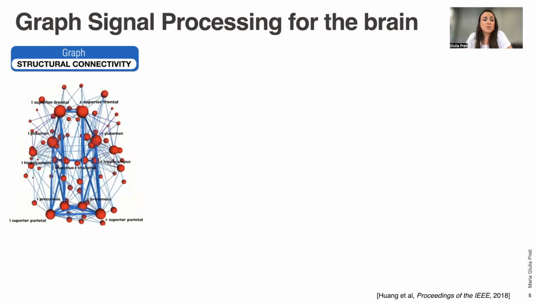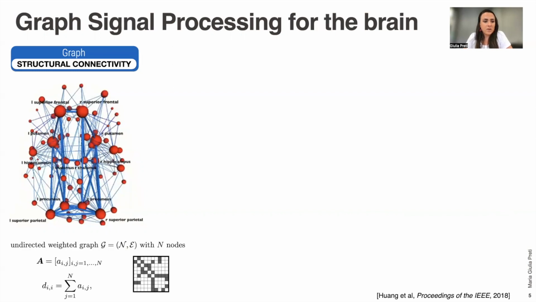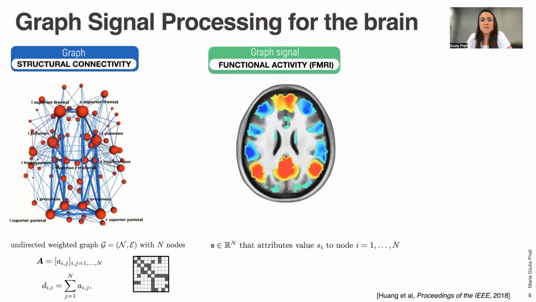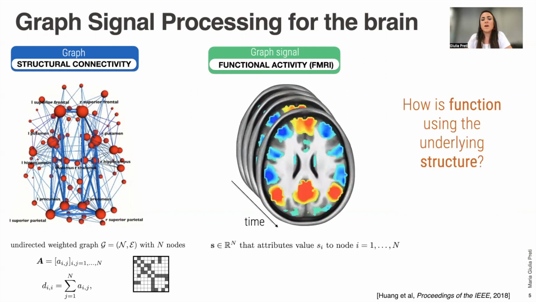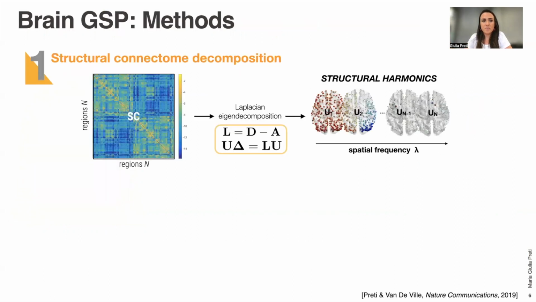What we consider as graph is the structural connectome, characterized by an adjacency matrix A and a degree matrix D. And what we consider as graph signal is a functional activity frame at one time point, so a vector that attributes a value to each of the nodes of the graph. This signal will vary across time, and we will apply the same pipeline to each time point. We want to explore how the function is using the underlying structure.